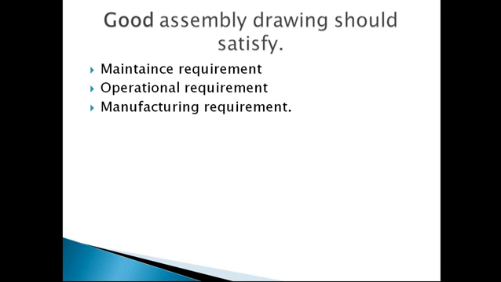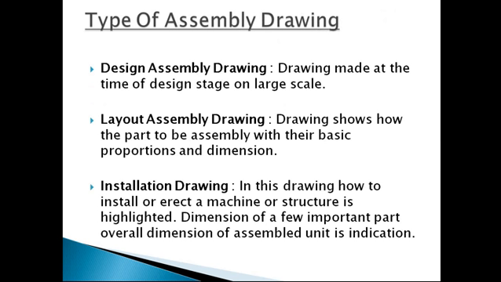Then the manufacturing requirement. The person who is going to manufacture the component can observe where this part is going to sit and where this part is going to fit. On the basis of that, a good assembly drawing must satisfy the manufacturing requirement. That is the most important thing we require to understand.